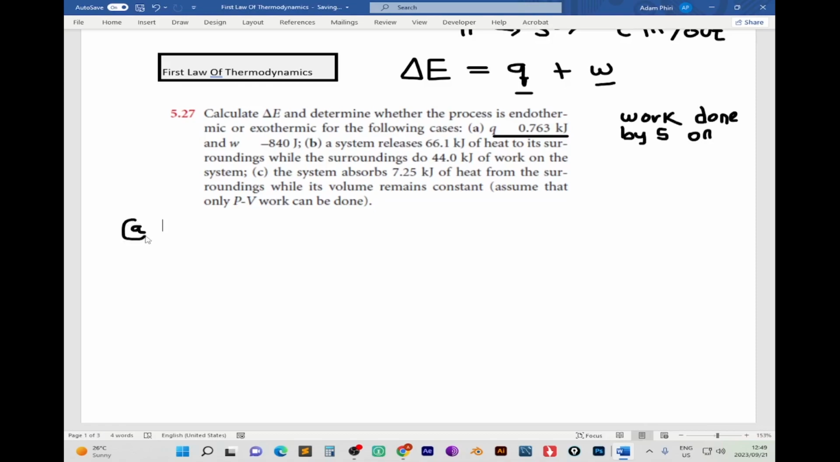So let's do question 1. Go through the problem. You can pause. As it says, the given information is that Q is 0.763 kJ, and W is -840 J. So there's a difference of units there. You remember we cannot add different units. So we have delta E equals Q plus W.